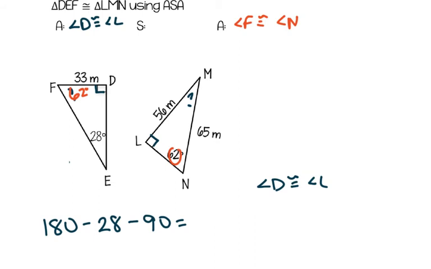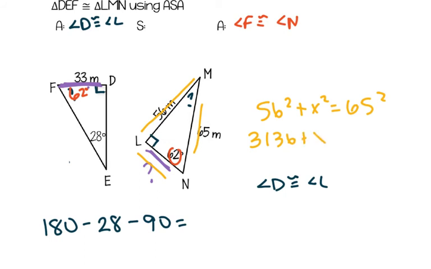So the only thing I have to do then is get the side, but it has to be the included side. So it has to be the 33. So I have to show what this one is. So I know that FD is 33. Can I show that LN is 33? So again, think of Pythagorean Theorem. I've got leg, hypotenuse. So I'm going to say 56 squared plus x squared is equal to 65 squared. And I'm going to find what x is so that that's true. So 56 squared plus x squared equals 65 squared.